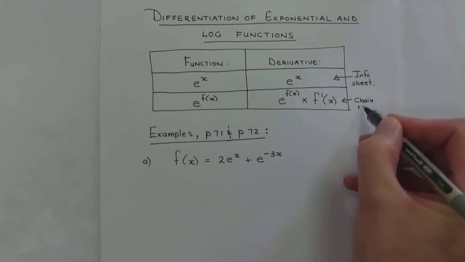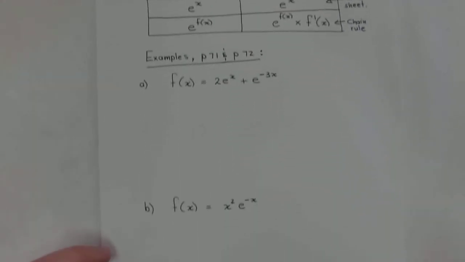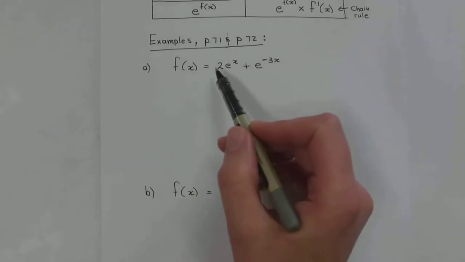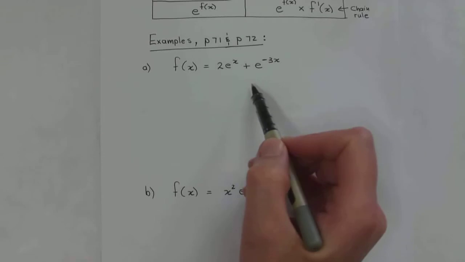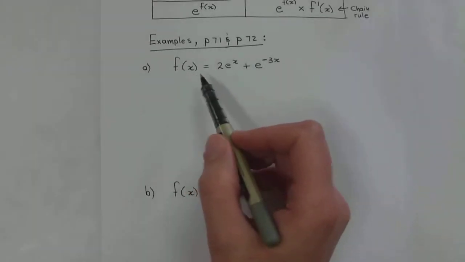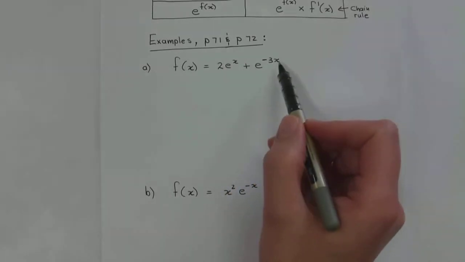Okay, so very important. Now we're going to do a couple of examples, and these examples are on page 71 and 72 of the textbook. At first, they say, given that f(x) is equal to 2e to the power of x plus e to the power of negative 3x, please determine the derivative of that function. So you are going to find the derivative of the first term, and then the derivative of the second term.